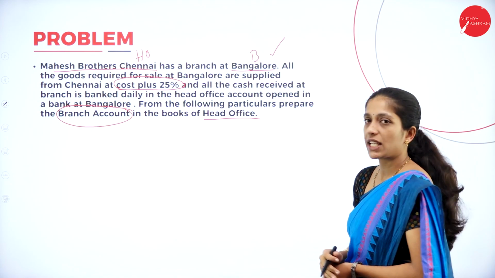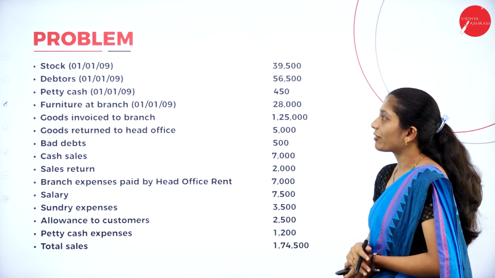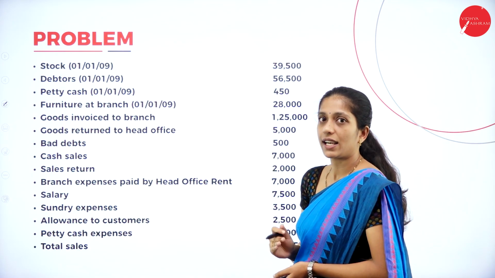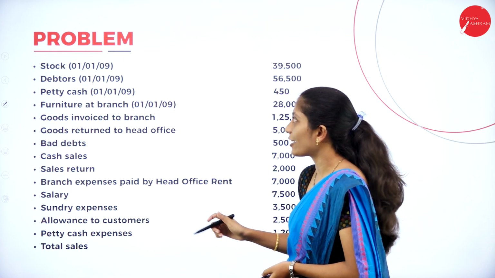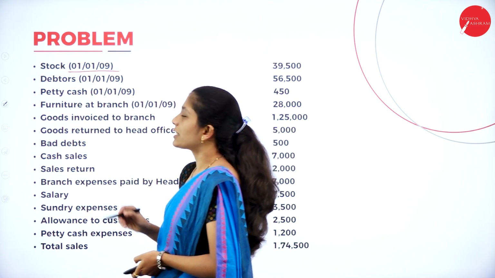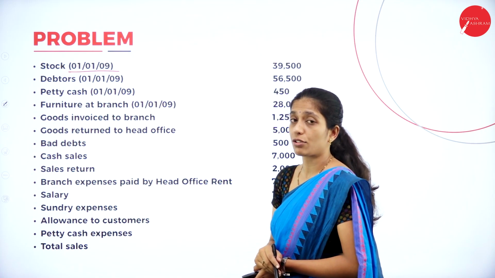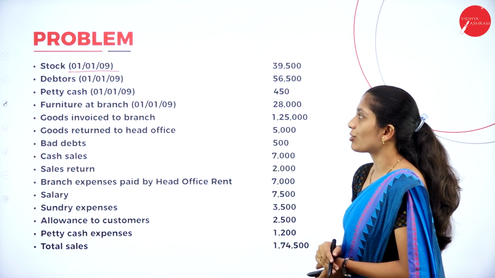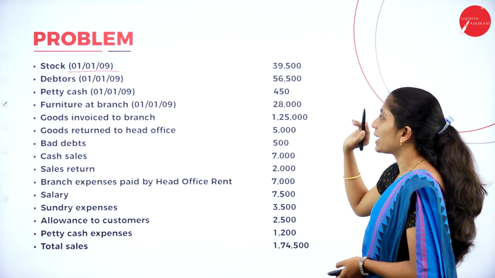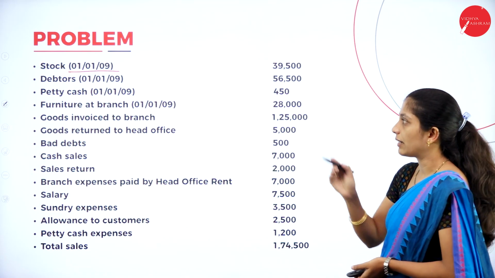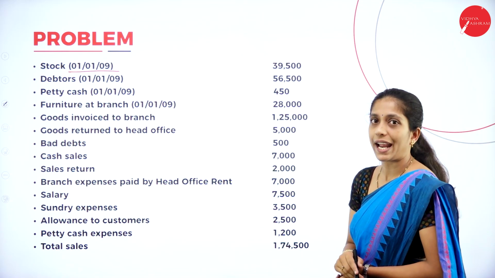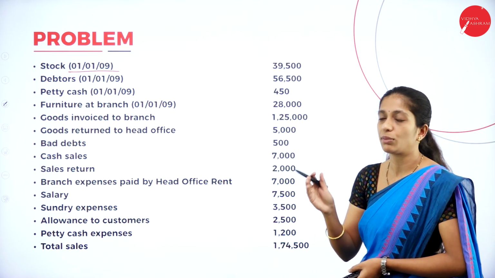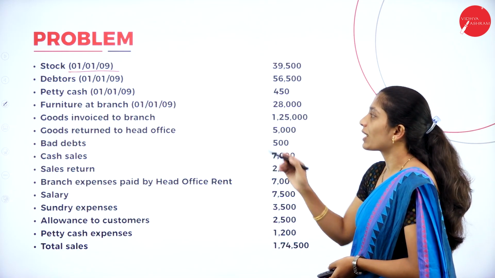Let us see what particulars they have given. We have to see the date also. Here 11/09 means opening stock. They have given opening stock of 39,500. Debtors opening 56,500. Next they have given petty cash on 11/09, which is opening petty cash, 450.